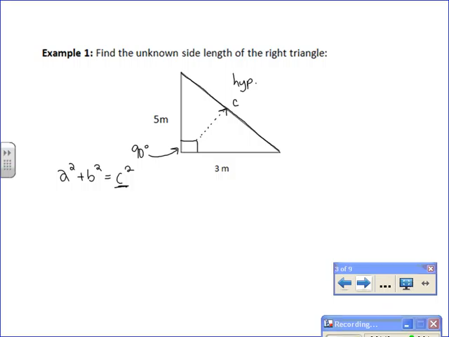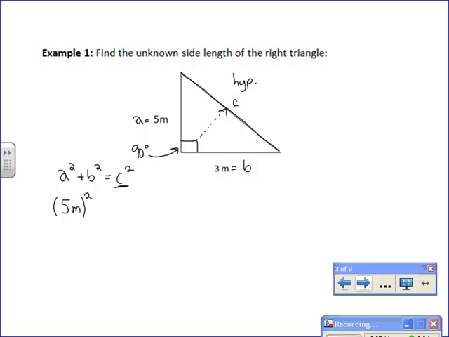I can label the other side, the 5-meter side, to be A, or I could have called it B. This really doesn't matter. We'll still get the same answer. But I'll go ahead and call 5 meters A, and let's call the other side of 3 meters B. So what I'm going to do here is plug in what I know into my formula. So A is 5 meters, so I'm going to put in a 5 for that A.